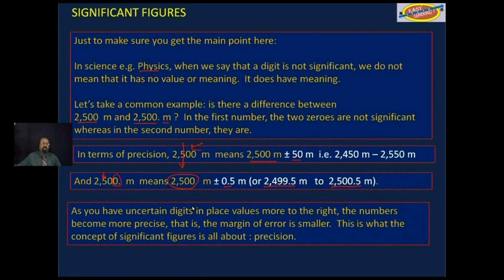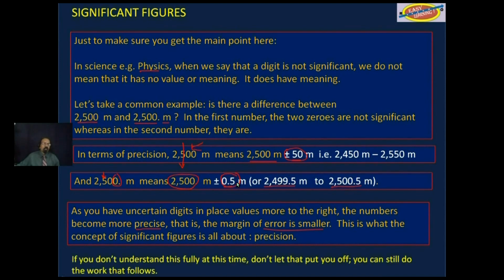So this number here is more precise than that number. As you have uncertain digits in place values more to the right, the numbers become more precise. That is, the margin of error becomes smaller. Here our margin of error was 100, 50 more and 50 less. Here our margin of error was 1, 0.5 more to 0.5 less.